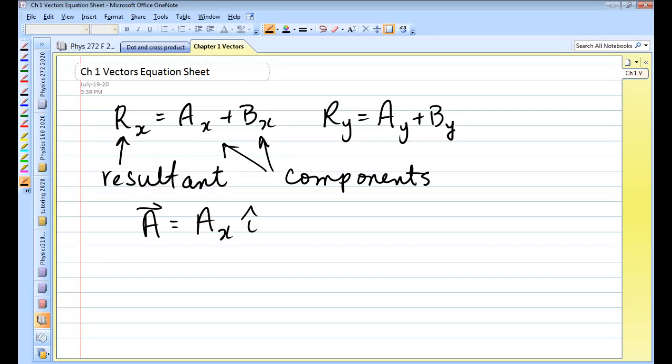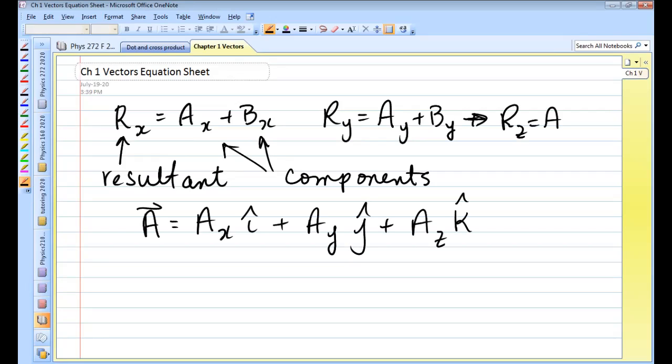So ax i hat and ay j hat. And if you want to go to 3 dimensions, you've got the az as well. Now, I don't know why that equation doesn't have a z in here. You would have an Rz as well, which would be az plus bz. So that was missing in that equation sheet.